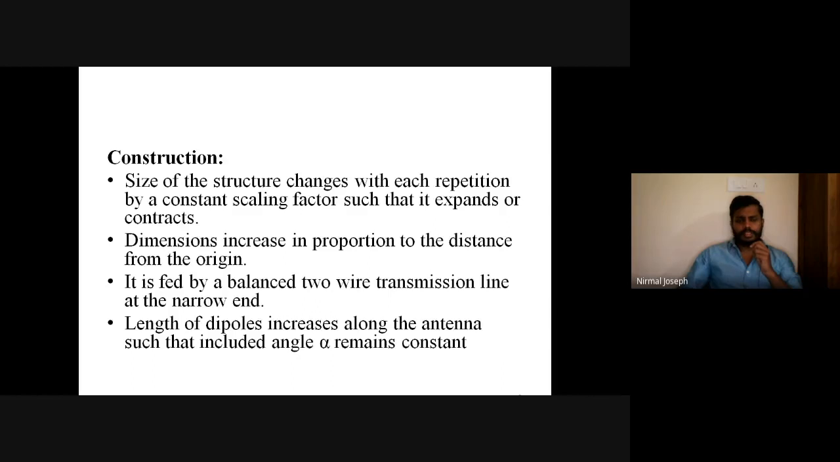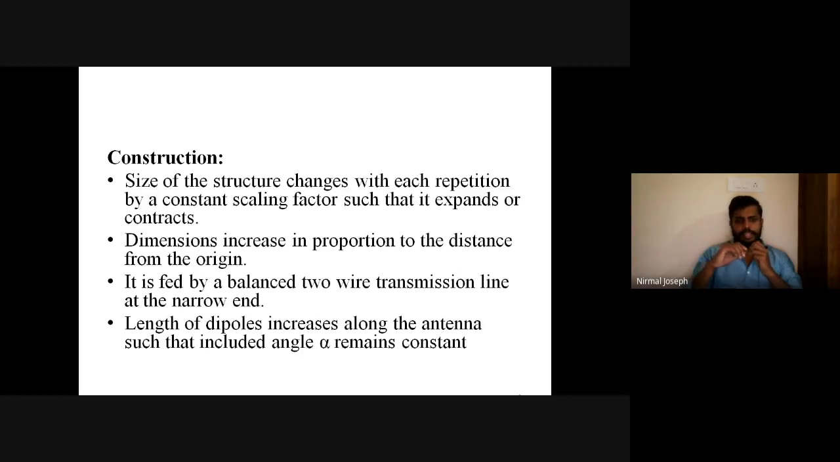So, how are the dimensions increasing? That is the next point. Dimensions increase in proportion to the distance from the origin. As the distance from the origin increases, the dimensions also increase. Dimensions means dimensions of the antenna elements. We already saw that it is a dipole antenna and each element will be a dipole. So the dimensions of these dipoles will increase in proportion to the distance from the origin.